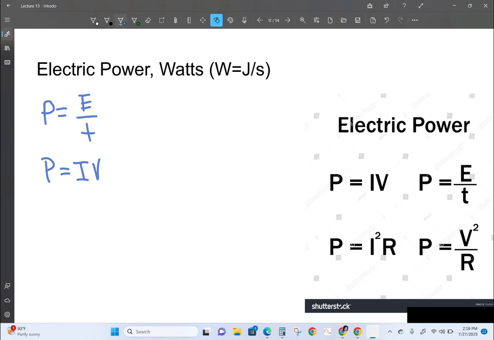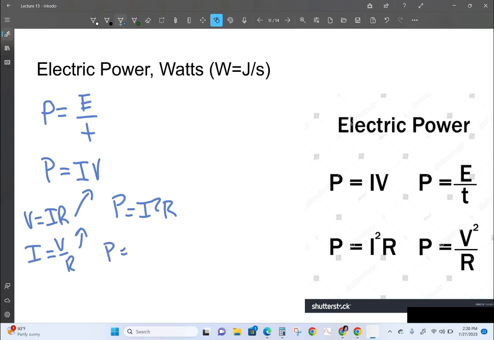Now we can substitute in for V here using Ohm's law, and that will give us P equals I squared R. Or we could substitute in for I, which is V over R, and get P equals V times V, or V squared over R. So either of these are going to give us power, which is measured in joules per second or watts.